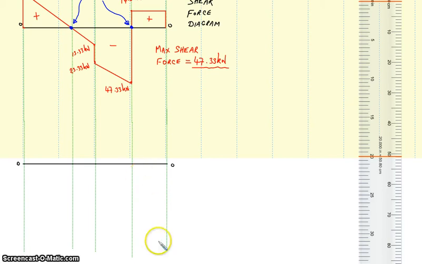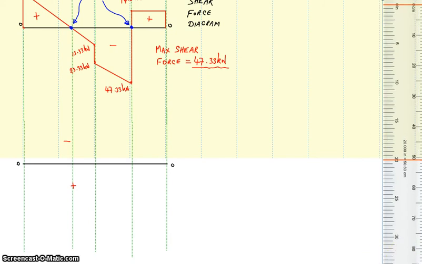When we go to draw our bending moment diagram, everything above the zero line will be negative bending and everything below the zero line will be positive bending. So again, something to keep in mind. Before we can actually draw the bending moment diagram, we need to calculate the bending moments. So we're going to go and actually do that straight off.